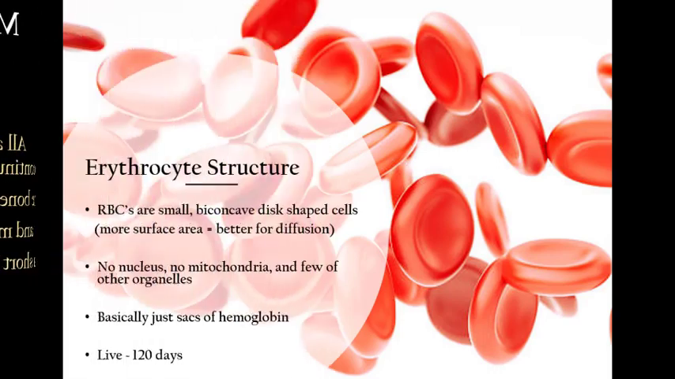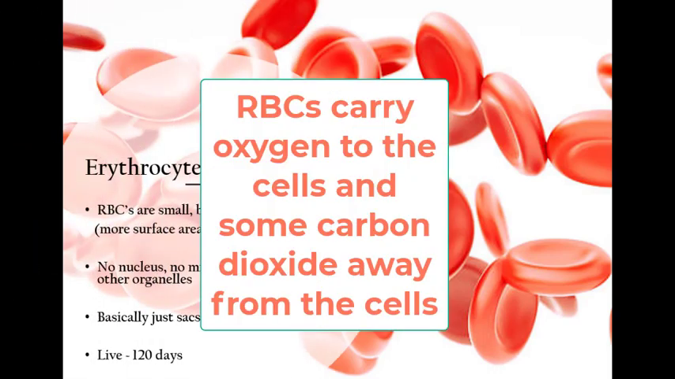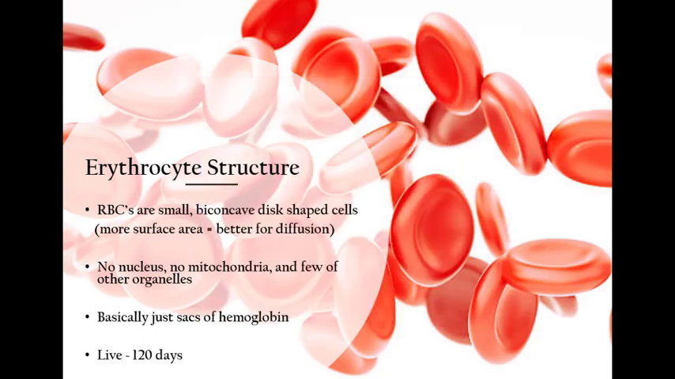Let's take a closer look at each of those three formed elements. The function of the red blood cells, that is the erythrocytes, is to carry oxygen from the lungs to the body cells so that they have it available to make ATP via cellular respiration. They also carry a small portion of the carbon dioxide produced during cellular respiration back to the lungs.